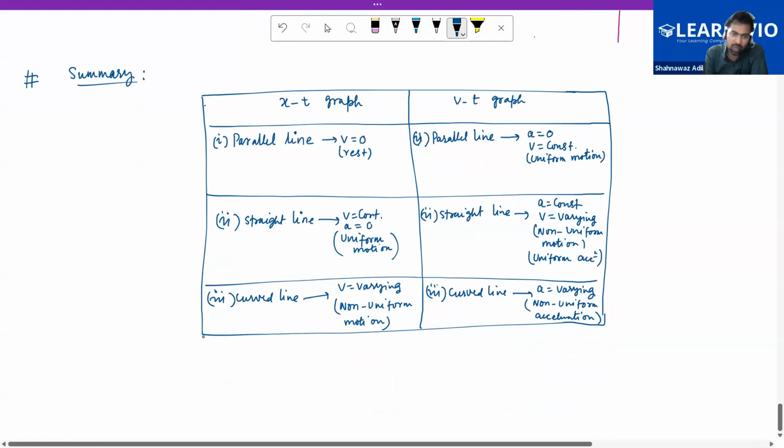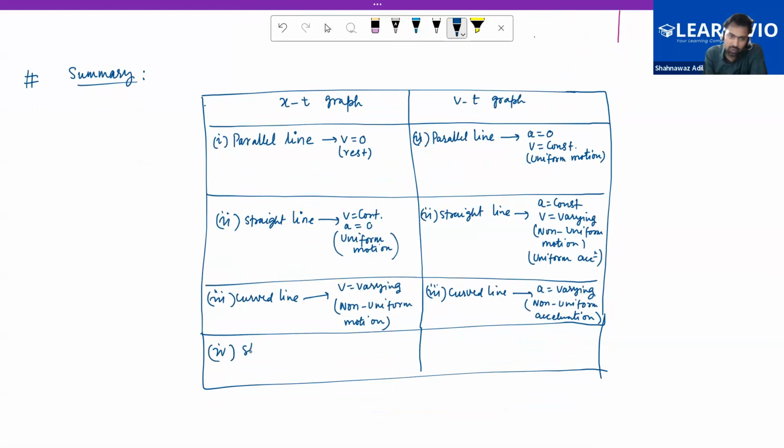And the fourth part: in the xt graph, slope gives velocity. In the vt graph, slope gives acceleration. So this is the summary of the xt and vt graphs. Is it clear? Okay.